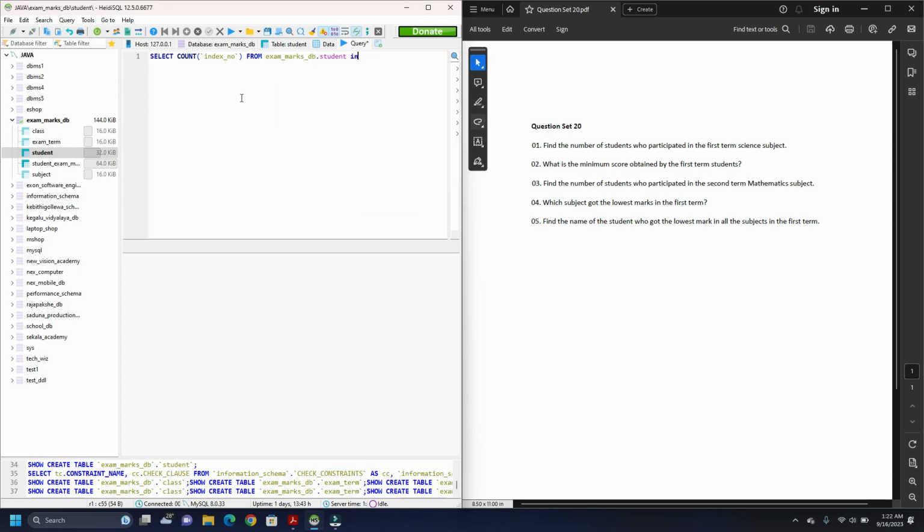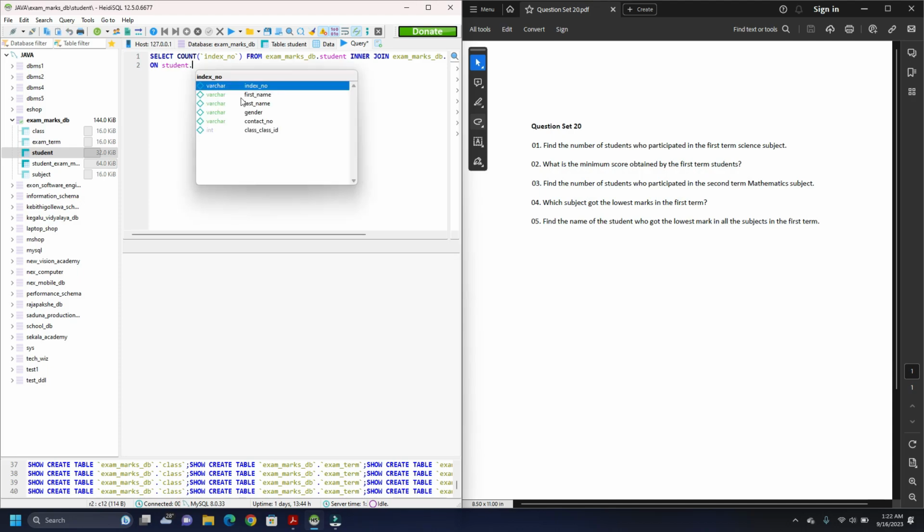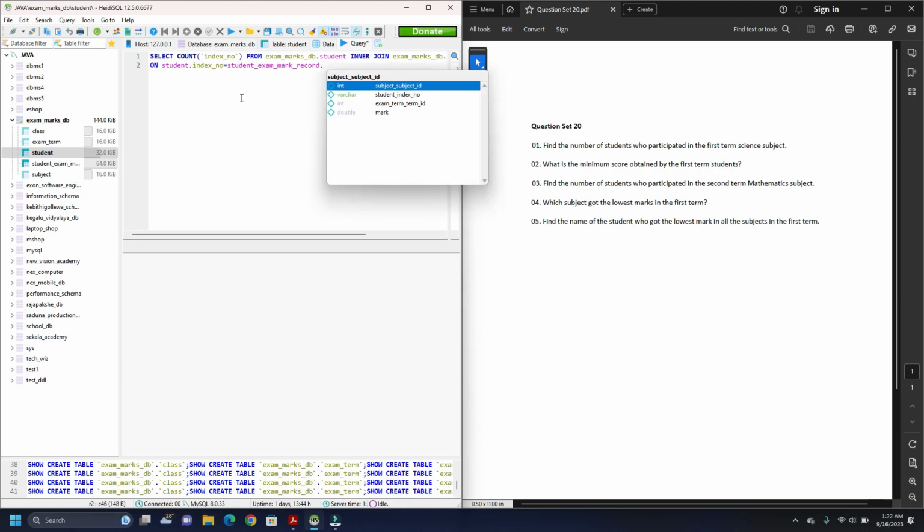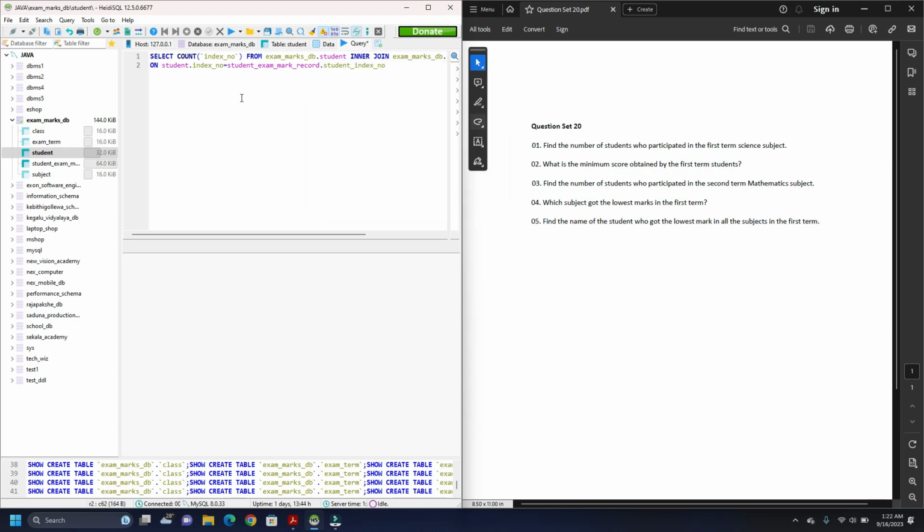and then we inner join that table with the student exam mark record table on, and then we write how those two tables are joined. These two tables are joined with index number from student table and student index number from the student exam mark record table.